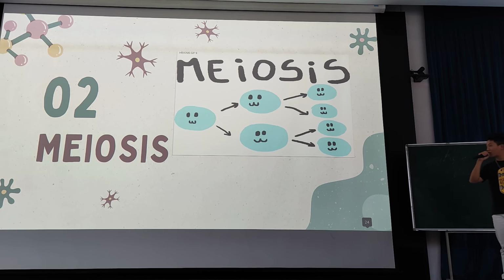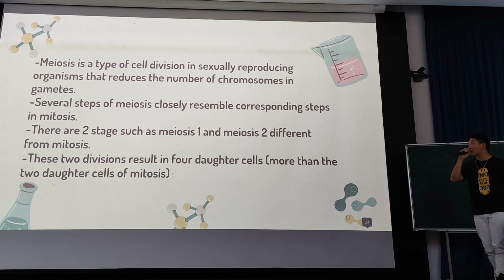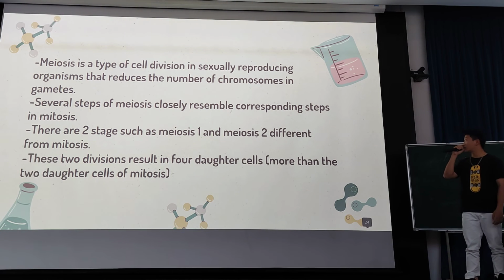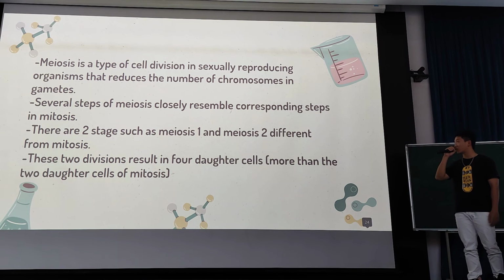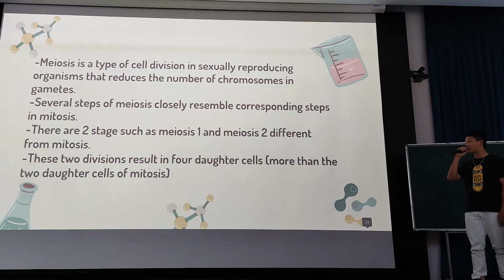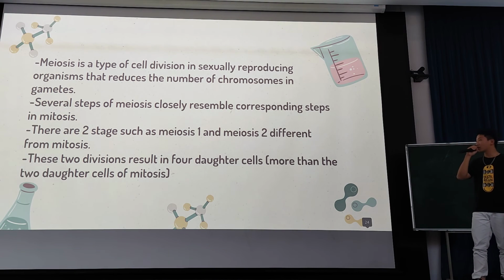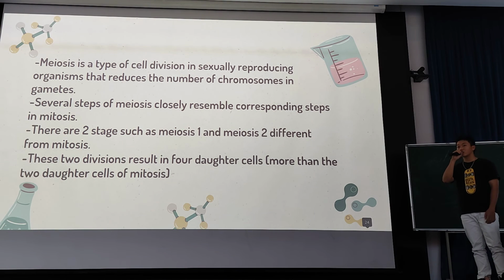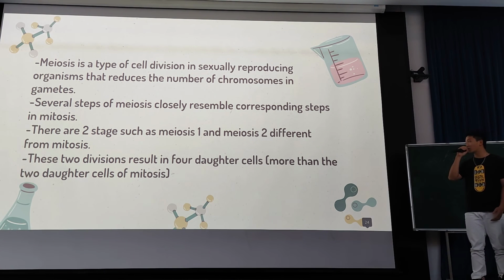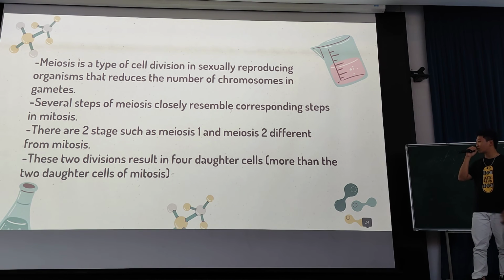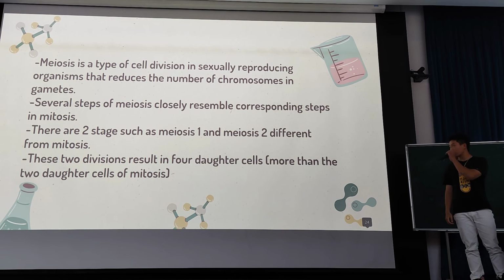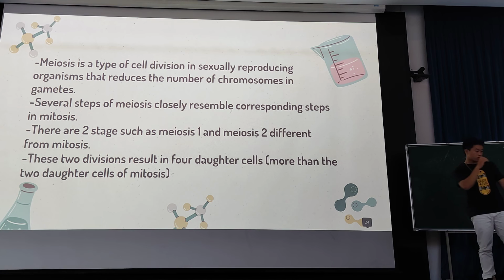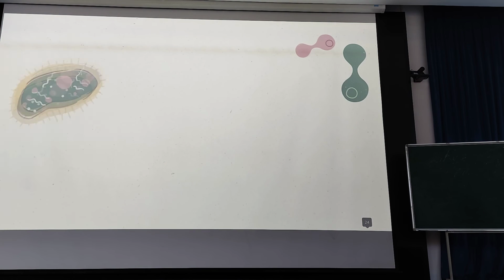Next, I will talk about meiosis. Meiosis is a type of cell division in sexually reproducing organisms that reduces the number of chromosomes in gametes. Several steps of meiosis closely resemble corresponding steps in mitosis. There are two stages, meiosis 1 and meiosis 2, which differ from mitosis. These two divisions result in 4 daughter cells, rather than 2 daughter cells in mitosis.